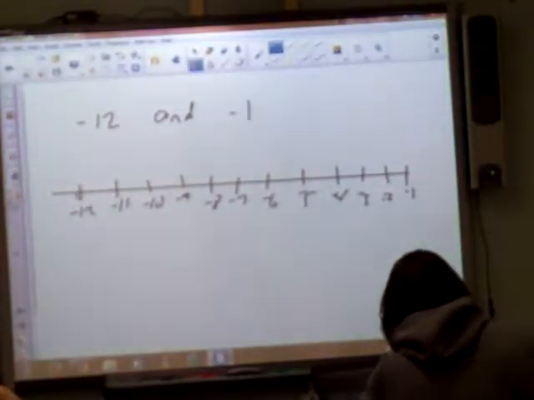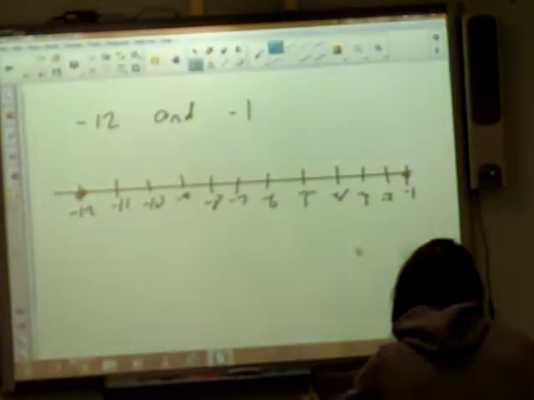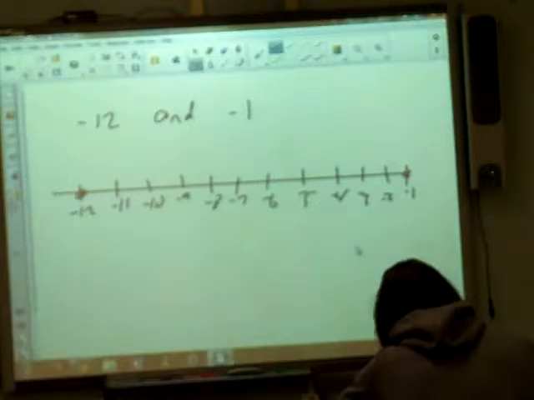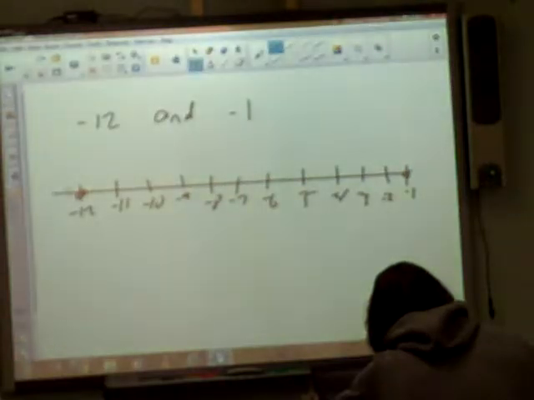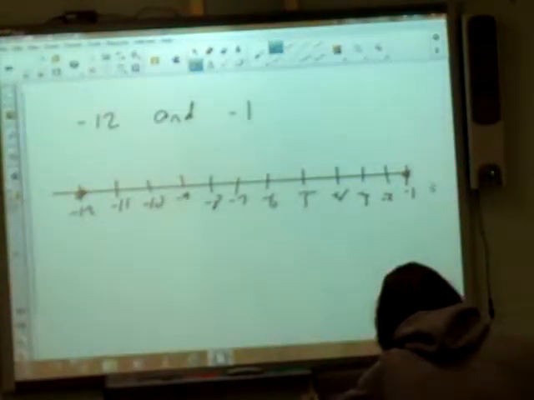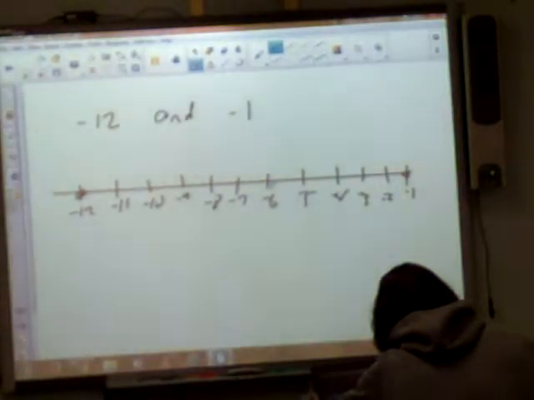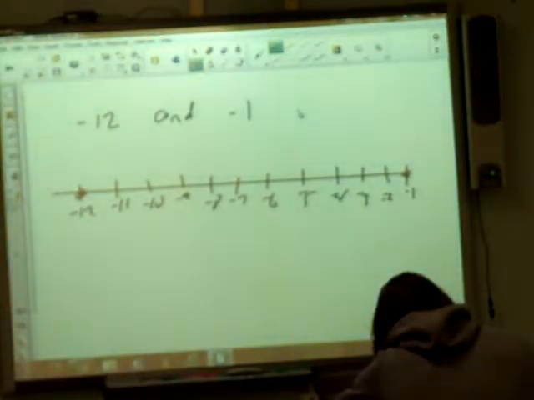Alright, so I'm looking for the distance between those two points. Since I went through the trouble of putting them all on the number line up there, the thing I would do now would just be to count, wouldn't it? To get from this point to that point, it doesn't matter which end you go from: 1, 2, 3, 4, 5, 6, 7, 8, 9, 10, 11. So there were 11 things in between those.